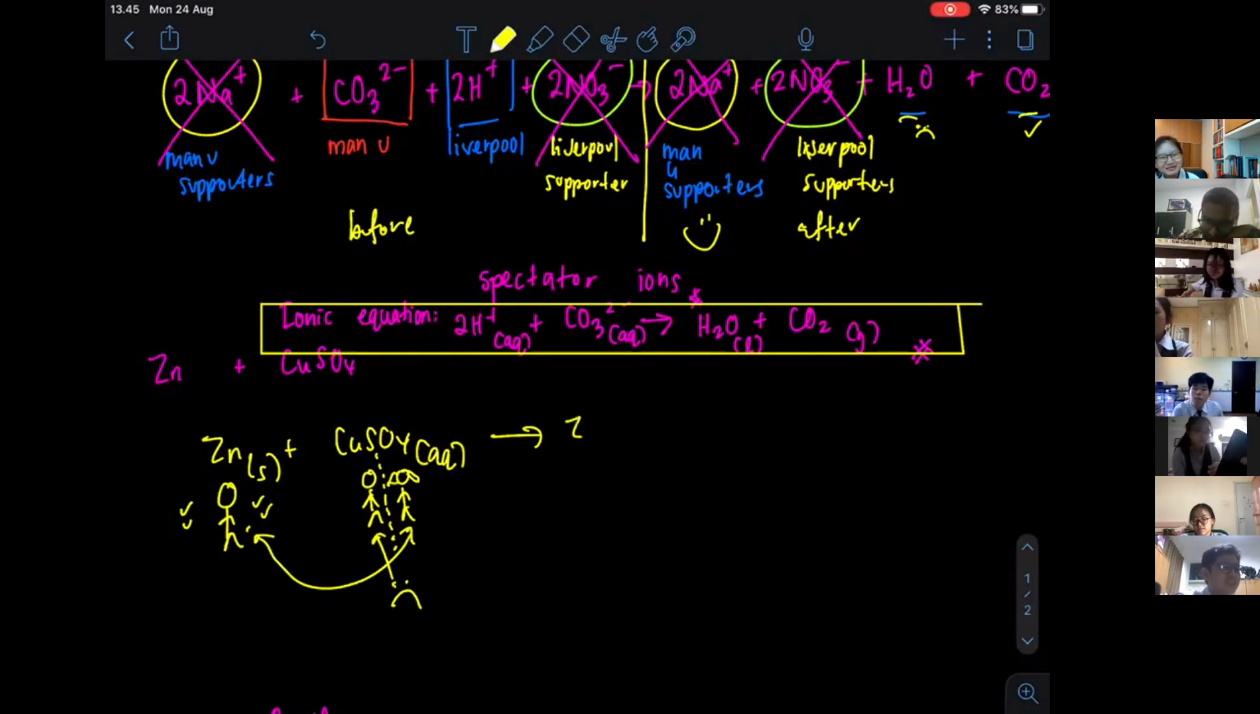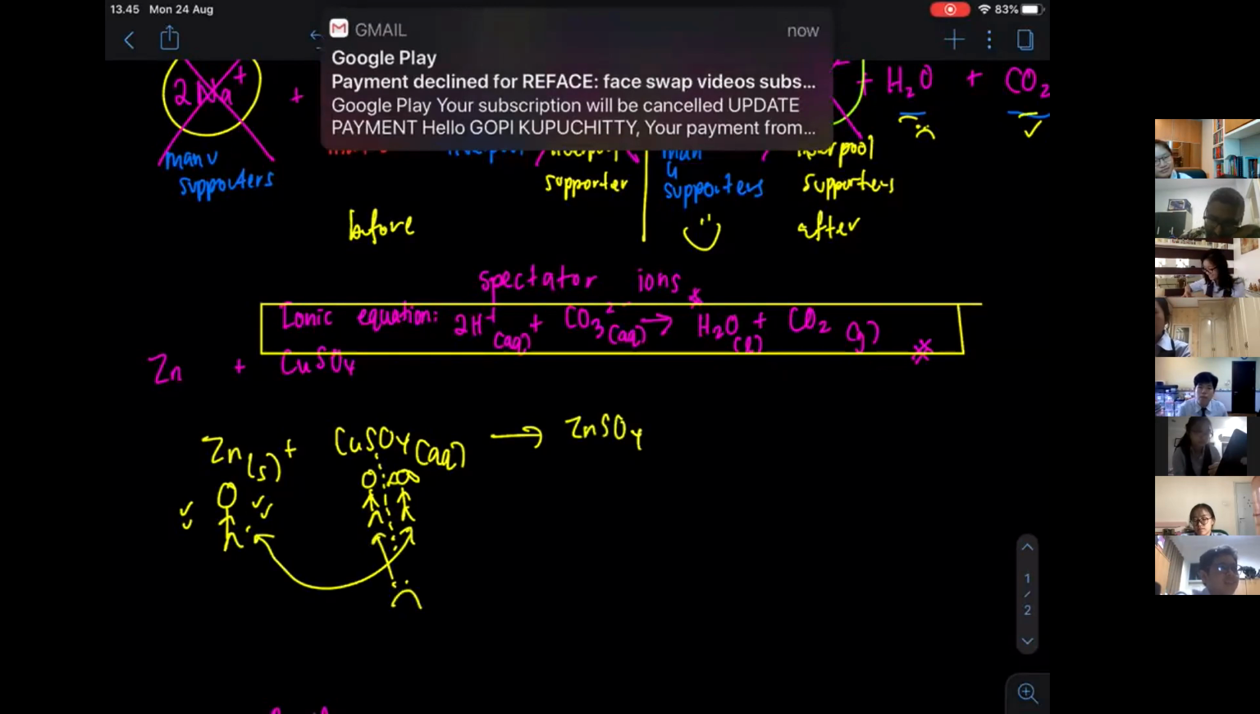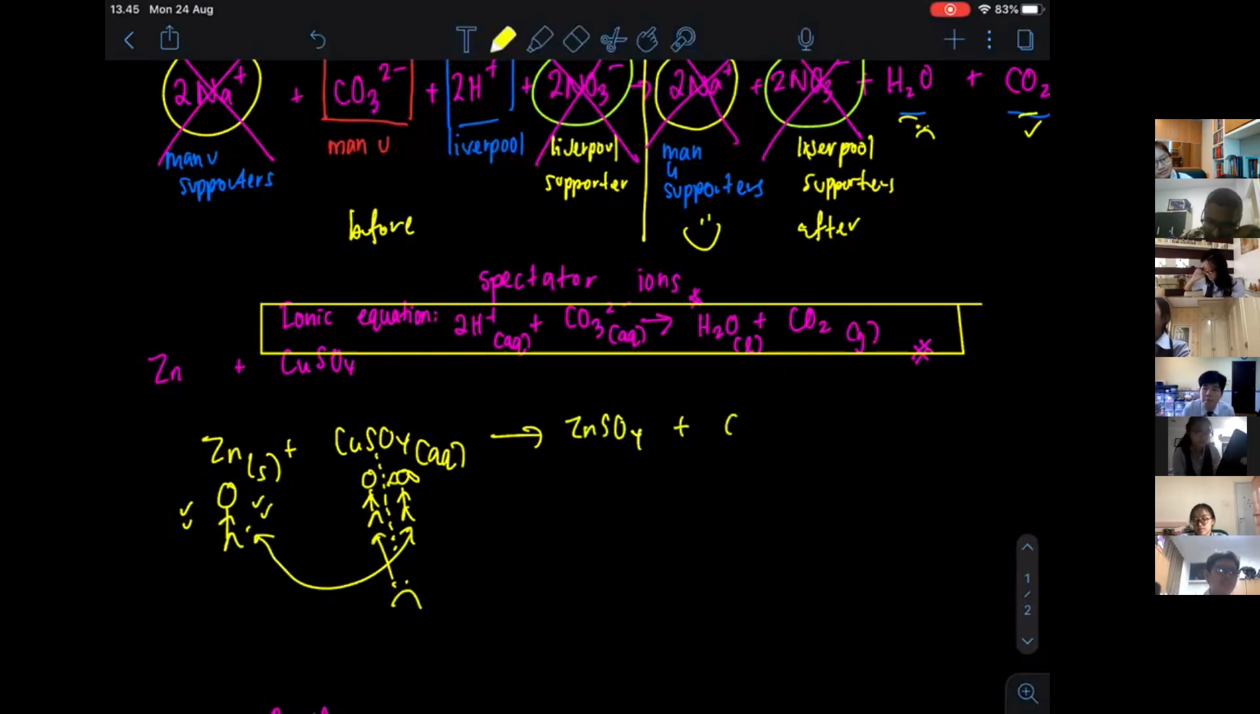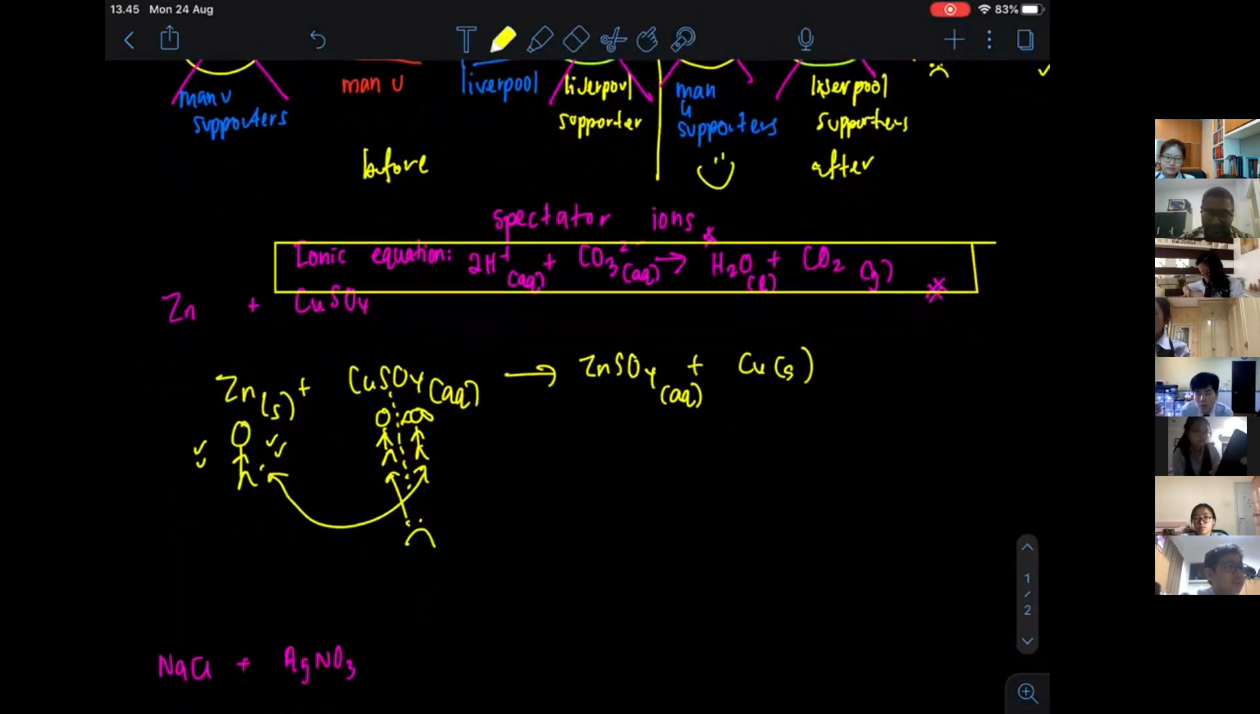So again, what's going to happen? You are going to get zinc sulfate, and you are going to get copper, which is displaced. This is solid, and this one is still aqueous. So what happens if we want to write down the ionic equation for this? I'll erase this part, not so important. This is a displacement reaction.